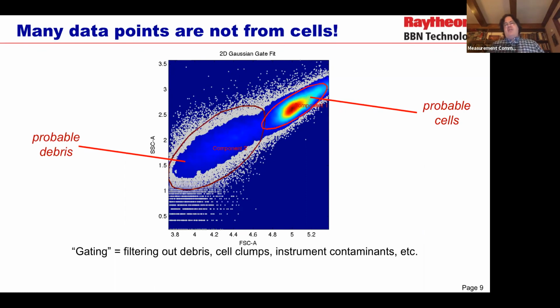So one of the things that we almost always end up doing with a flow cytometer is what's referred to as gating, which means filtering out all the stuff that we think might not be cells. We'll talk more about how to do that in a little bit.